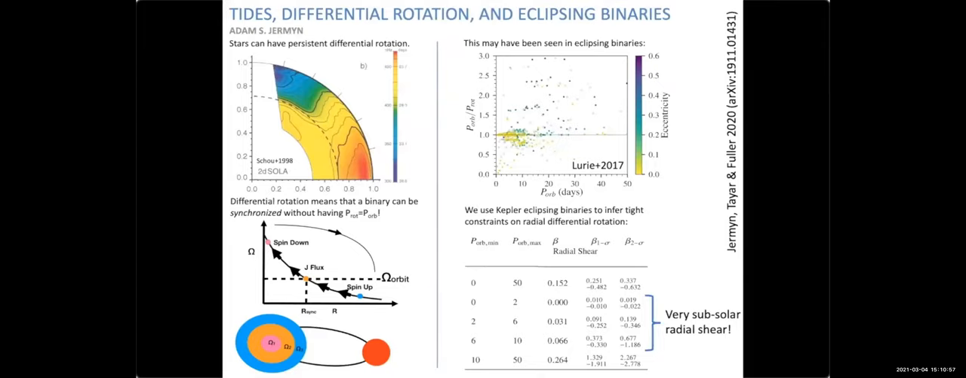We combined these observations together with tidal theory to infer constraints on the differential rotation of sun-like stars. What we see is that these stars have much less shear than the sun, which we think is because they're on average much more rapid rotators. For more, please see our paper, Germain, Tyre, and Fuller, 2020. The arXiv number is on the slide. Thank you very much.